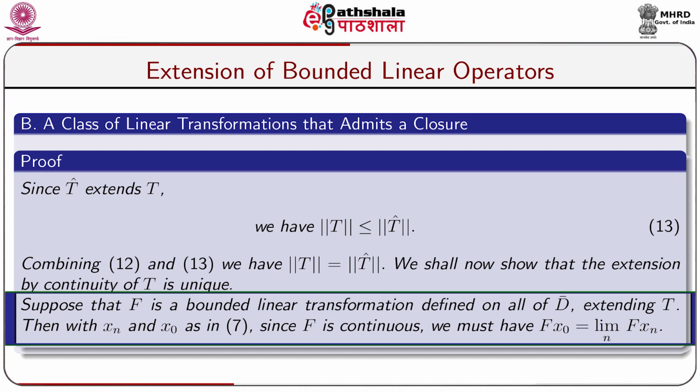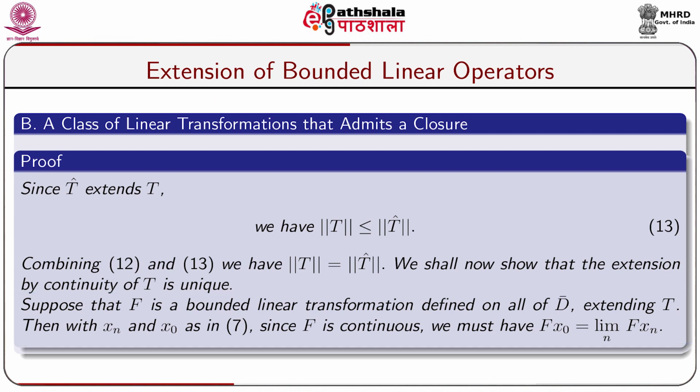Suppose that capital F is a bounded linear transformation defined on all of D bar, that is the closure of D, which is the extension of capital T. Then with xn and x naught as in equation number 7, since capital F is continuous, we must have F x naught equal to limit F xn, where the limit is taken over n.